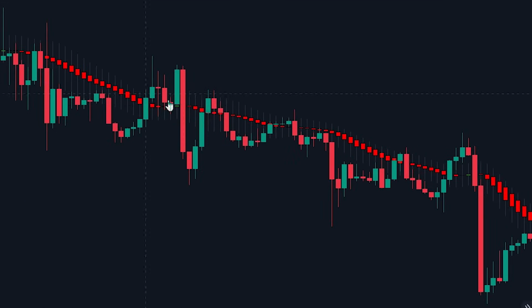In this example, we can see that during the downtrend the price frequently moved up to the smooth Heiken Ashi candlesticks before rejecting them and continuing in the downward direction.